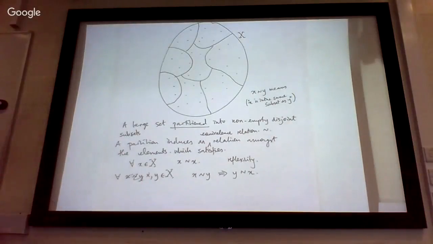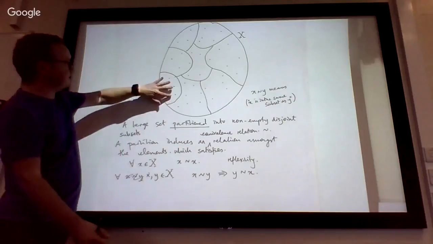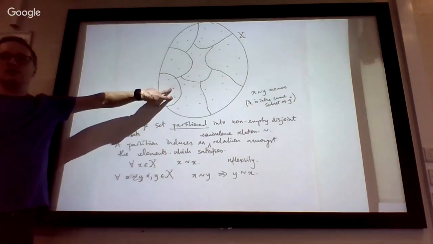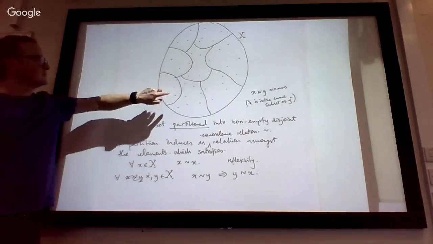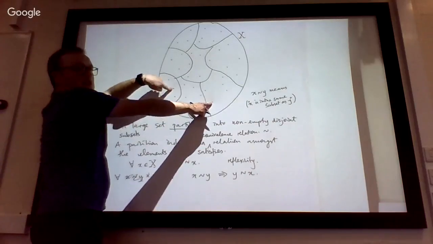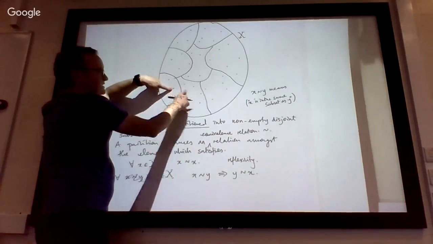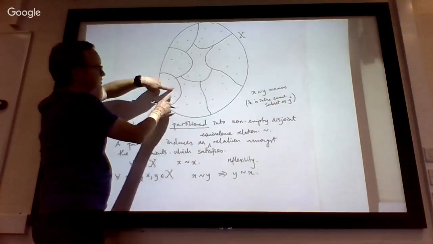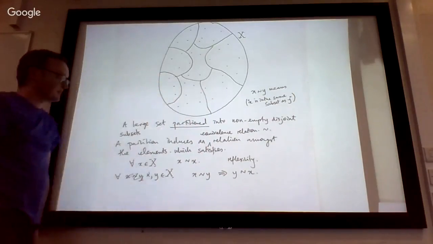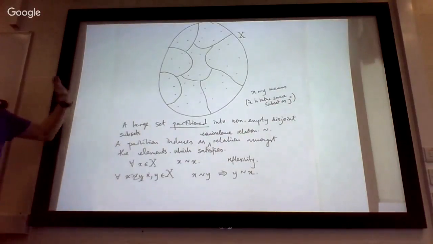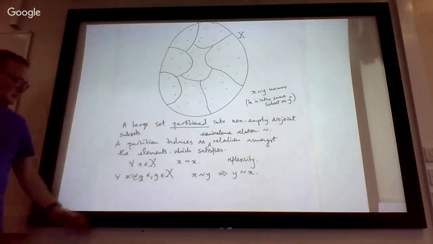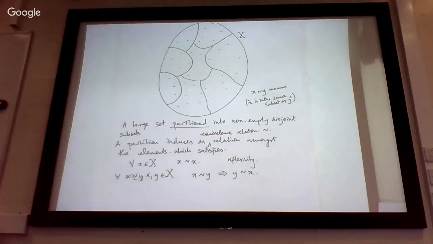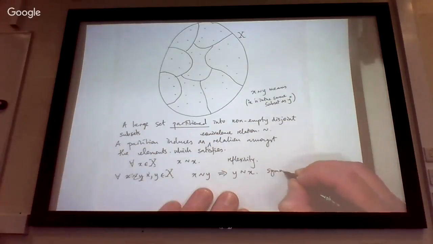for any pair of elements, it may or may not be true. Like for this x and this y, they are related to each other. They're both in the same subset. But this x and this y are not related to each other, so x does not tilde y here. When I'm talking about that x and y, then they are related. So this relation of being in the same subset has this property, and this property is called symmetry.